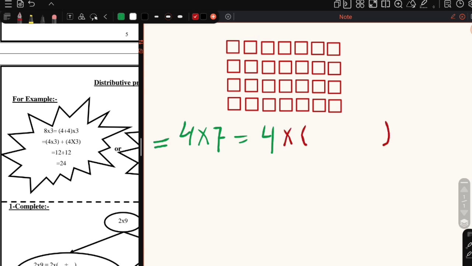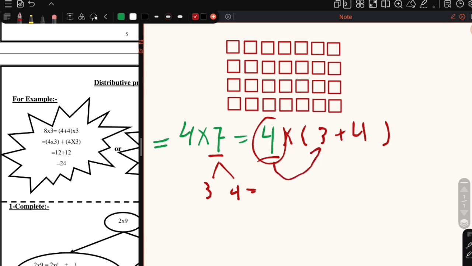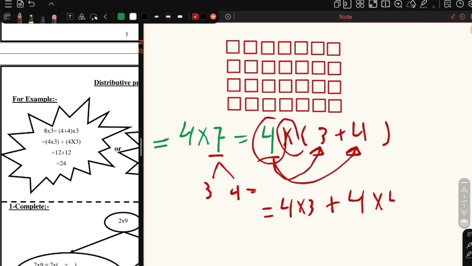How will we split it into 2 numbers? 4 will stay the same and 7 we will make 3 plus 4. So we will distribute 4 once with 3 and another time with 4. So I am distributing the multiplication. I have 4 times 3 and 4 times 4.